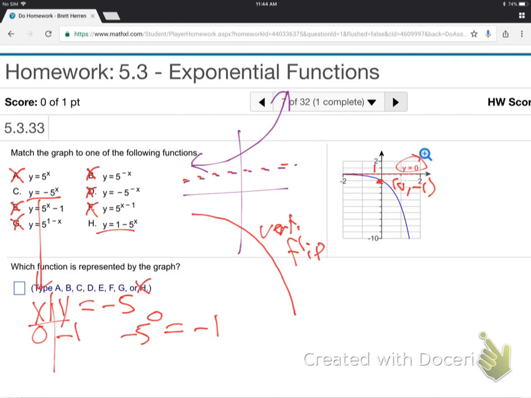So far, so good. How about H, though? Would that one also work? I don't know. Let me see. Because if they both work for the first point, I'm going to have to try a second point until I can tell which one works and which one doesn't. I don't think this one will work, though.